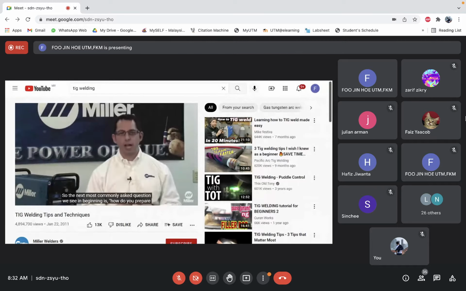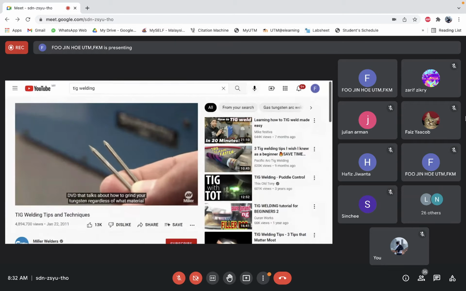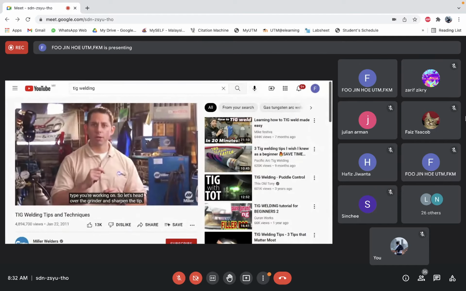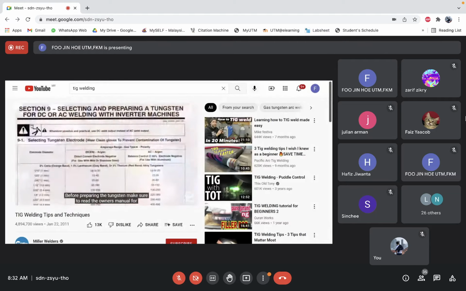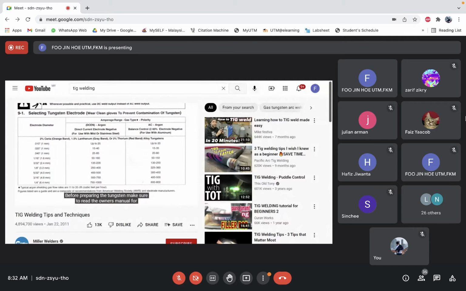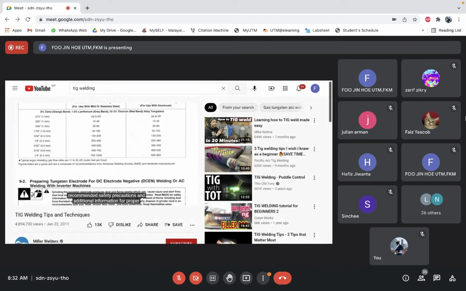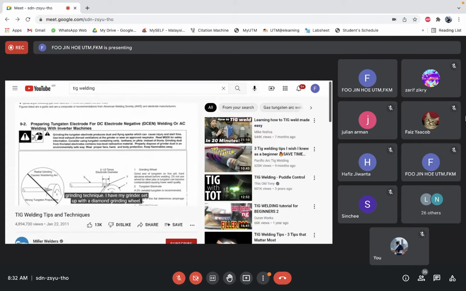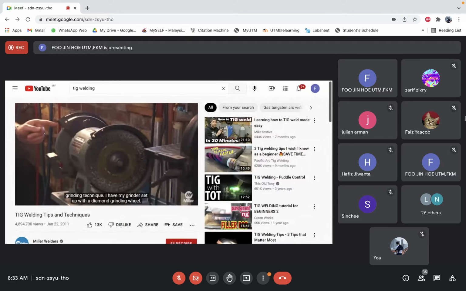So the next most commonly asked question we seem to get is, how do you prepare your tungsten? So here's another little snippet from the Diversion 165 and 180 DVD that talks about how to grind your tungsten regardless of what material type you're working on. So let's head over to the grinder and sharpen the tip. Before preparing the tungsten, make sure to read the owner's manual for recommended safety precautions and additional information for proper grinding technique. I have my grinder set up with a diamond grinding wheel.